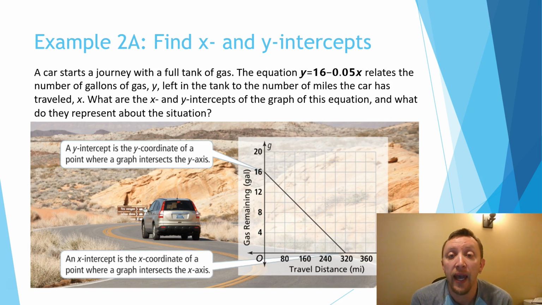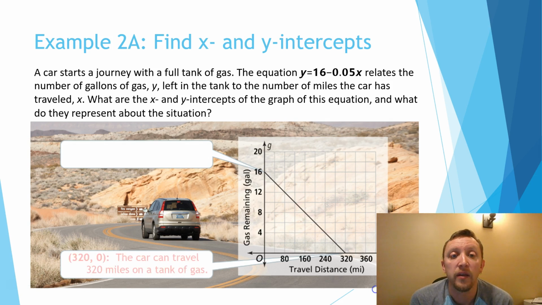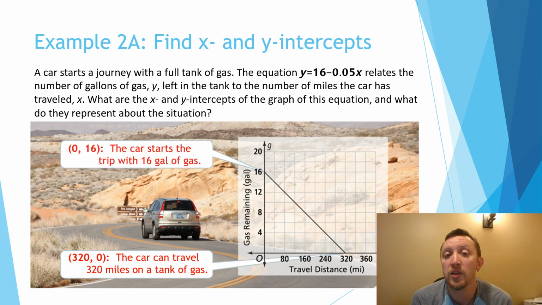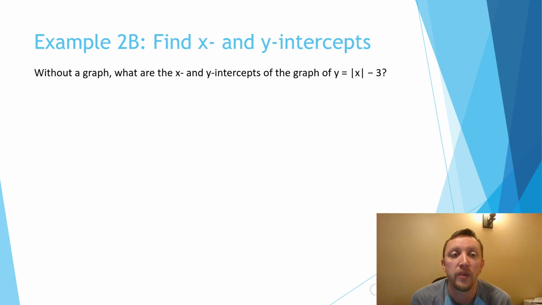So here's what we know. The x-intercept down there on the x-axis is going to be the coordinate (320, 0). So that means the car can travel 320 miles on one tank of gas. That's what the x-intercept represents. The y-intercept is going to be the coordinate (0, 16). And what that represents is the car starts the trip with 16 gallons of gas. And by the time it travels 320 miles, it's going to be out of gas. Okay, so that's how we can interpret the graph.